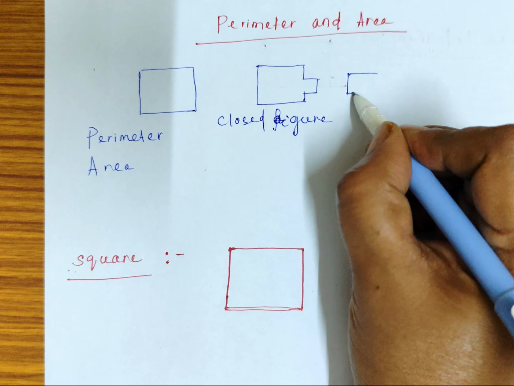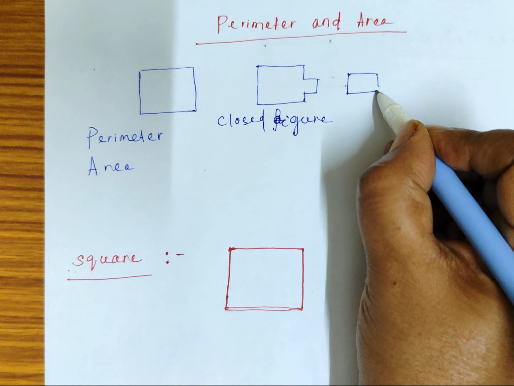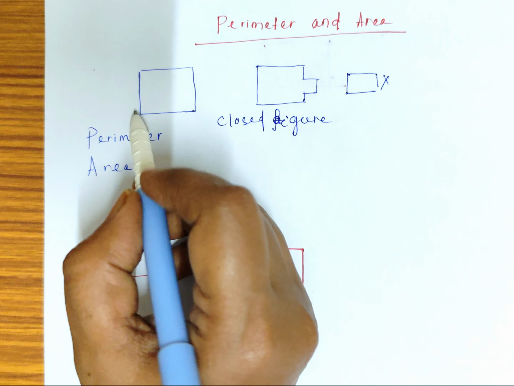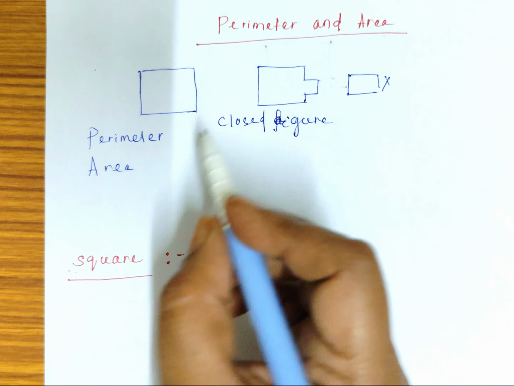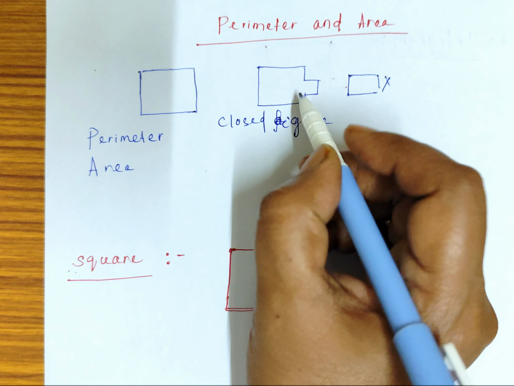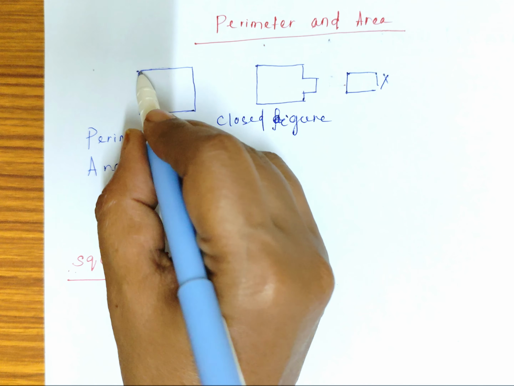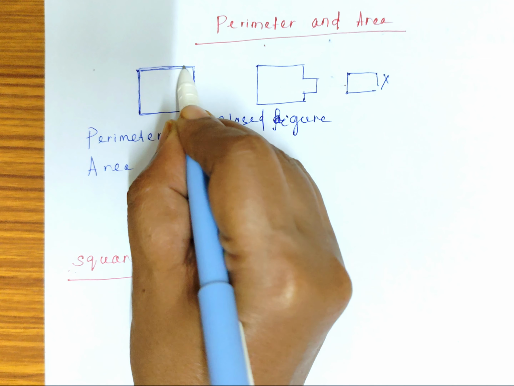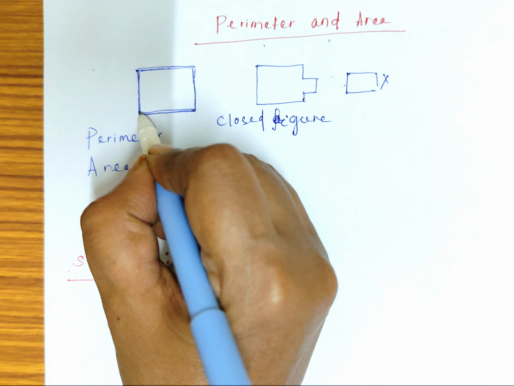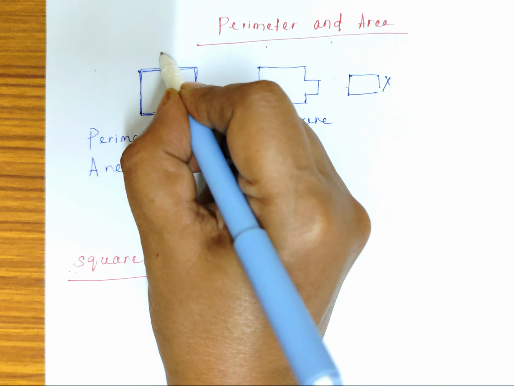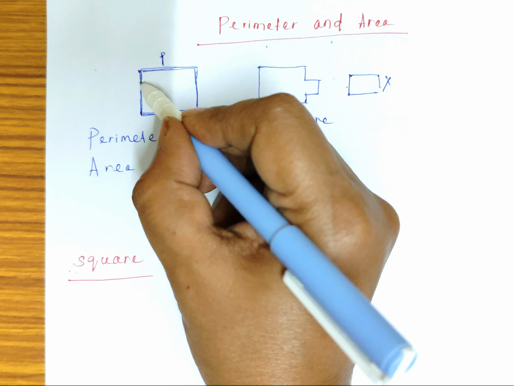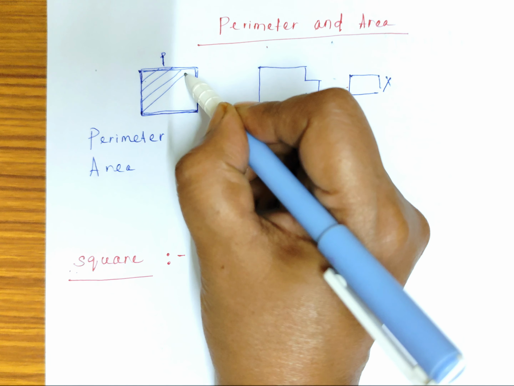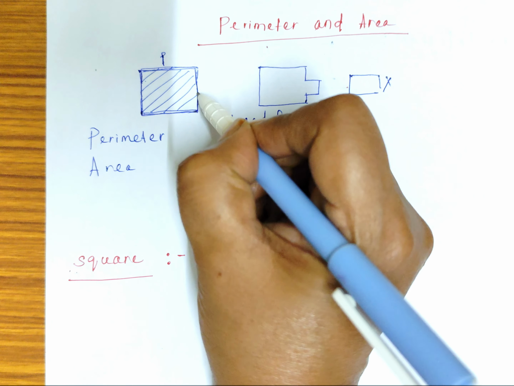It should not be like this. It should not be open. It should be closed, any figure. Okay. In both the figures, what you can see is the boundary line. This is nothing but your boundary line. So the distance of this boundary line is nothing but our P. And whatever is inside, this is nothing but our area.